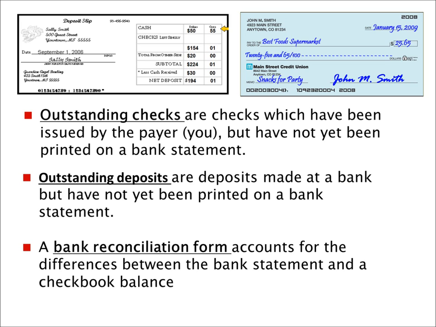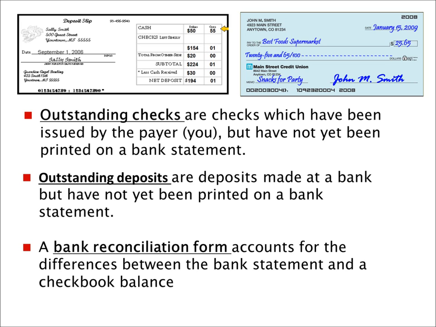So if that's the case, that is why that check hasn't cleared yet, and by having it not cleared yet, it's not going to appear in my bank statement. Another reason is, what if my bank statement was just printed in the past couple of days, and that check just cleared? Well, if the bank statement was printed 2 days ago, and my check just cleared today, that would be one reason why it would not appear on my most recent bank statement.